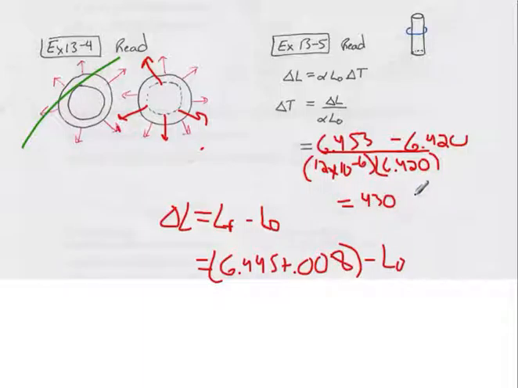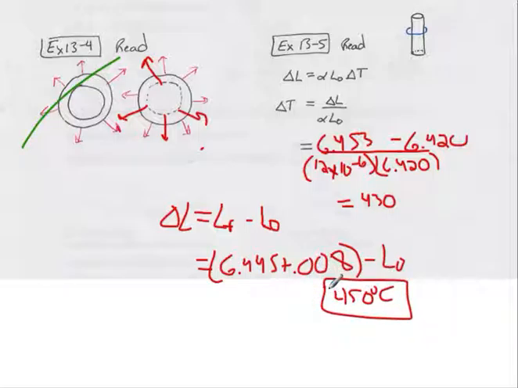But remember, they said it was already at 20 degrees. This is the change in temperature. So I think we need to heat it up not 430 degrees. We need to take it 430 plus what we've already got, which is 20. So plus 20 is 450 degrees Celsius. So we might use a blowtorch or an acetylene torch or something like that to do that. Okay.